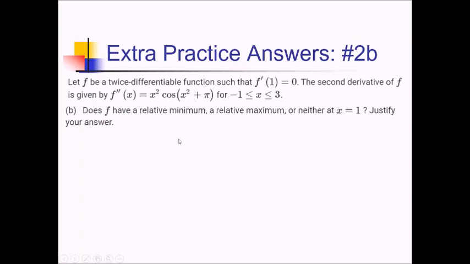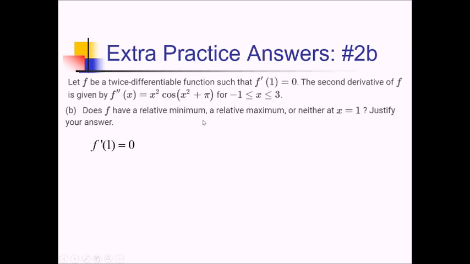For this next part of the problem, they're asking if f has a relative min, max, or neither at x equals 1 with justification. So we don't know a whole lot about f prime, which would tell us whether we had a min or max based on whether we had a sign change in f prime. All we know is that f prime of 1 is 0. So we know we at least have a critical value, and we'll just put that down there for safekeeping. However, we don't know enough about f prime to do more with it. So we're going to have to use the second derivative test.